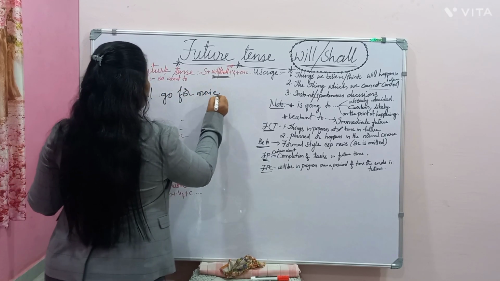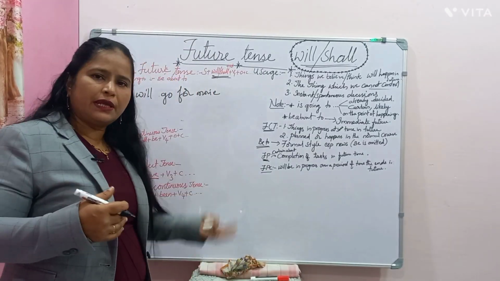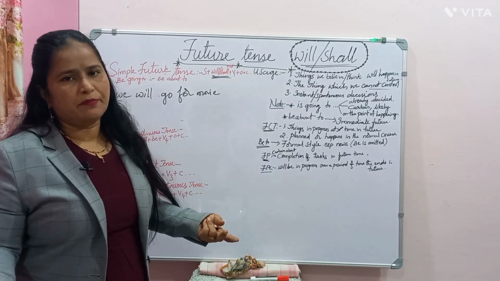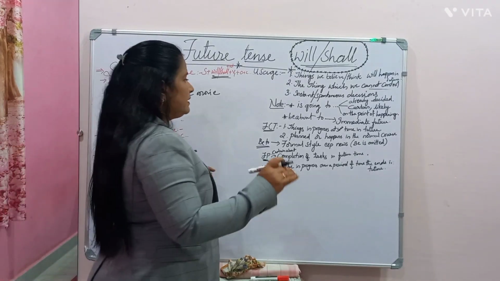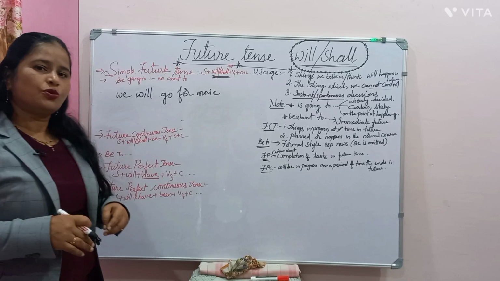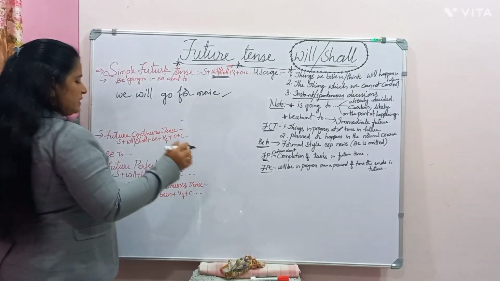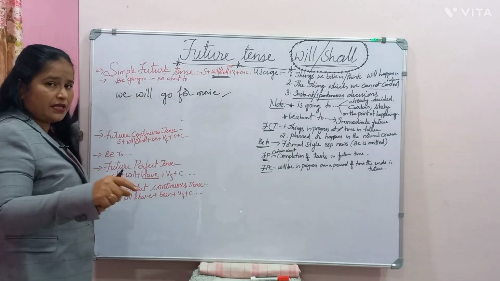So it's not pre-planned. They did not decide in advance. They came there, they sat there, they spent their time, and later at that time they decided instantly, spontaneous decisions. So now we will go for a movie. So we will go for a movie. This is spontaneous, then and there they have decided.